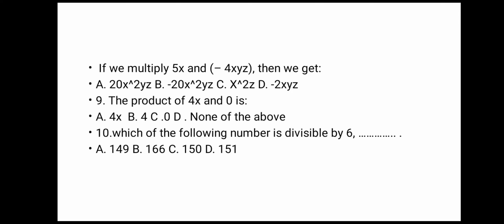Moving with next. The product of 4x and 0 is. You have only 3 seconds to give the answer. 3, 2, time up. What's the answer? Yes, correct, 0, because if you multiply any number by 0, your answer will be 0. Then, which of the following numbers is divisible by 6? This I am keeping for you. You will tell me in the comment section whether you got it correct or not.